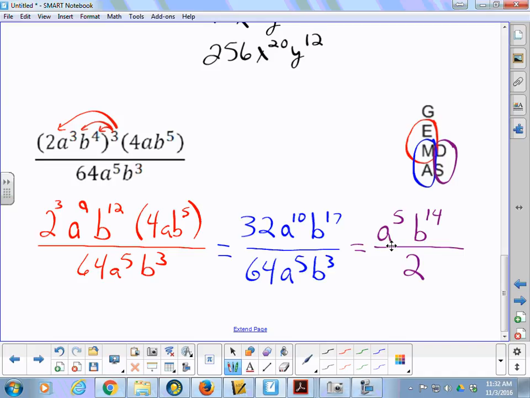So we're working with the properties of exponents. The product property: we multiply with the same base, we add the exponents. The power property, right? If we're raising to a power, then we're going to multiply the exponents. And the quotient property: if we're dividing with the same base, then we subtract the exponents.